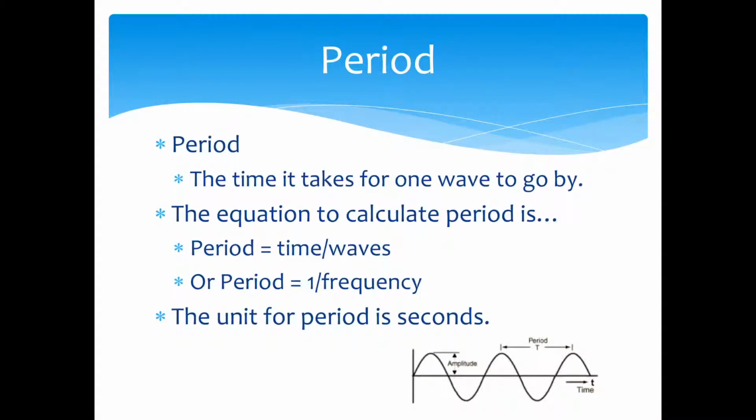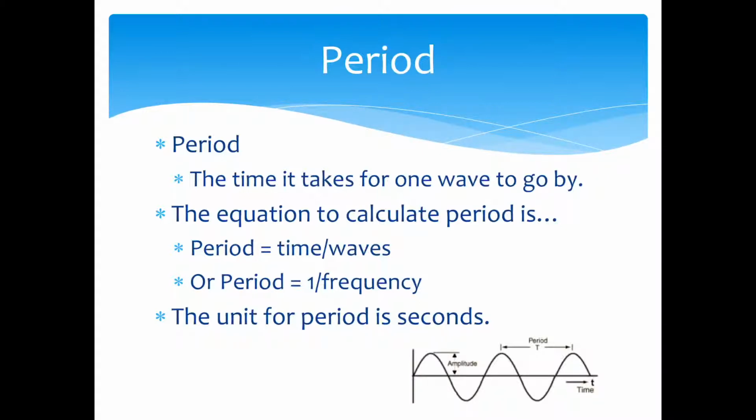Now we are going to move on to talking about period. So a period is the time it takes for one wave to go by. Frequency was how many waves go by in a certain amount of time. Period is the other way around. It's going to be how long it takes one wave to go by.